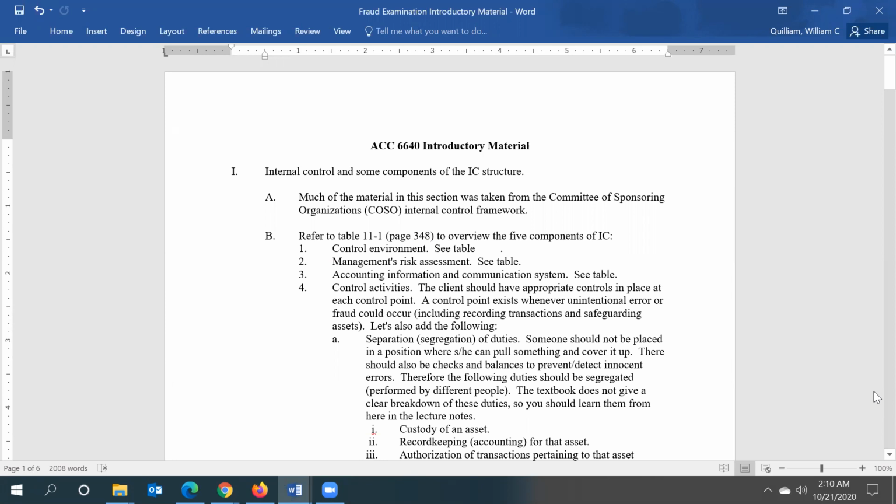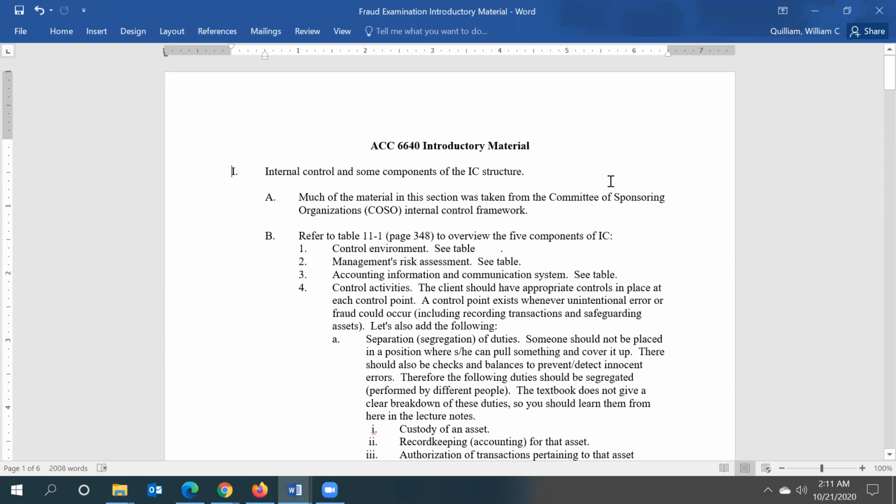It's not hard material. But the reason I want everybody to understand this material is because so much of what we cover in the fraud course is based on it. So what we'll do is go over some introductory material about internal control and about fraud. So let's look at internal control first.